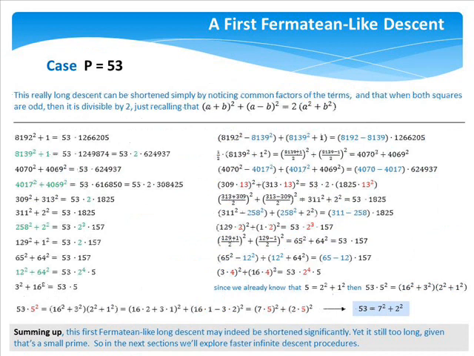But this really infinite descent can be shortened simply by noticing common factors of the terms, and that when both squares are odd, then the sum is divisible by 2 and so can be reduced. Doing so, we can shorten the steps from 154 to only 10. Yet, that is still too long, given that 53 is a small prime. So in the next sections, we'll explore faster infinite descent procedures.